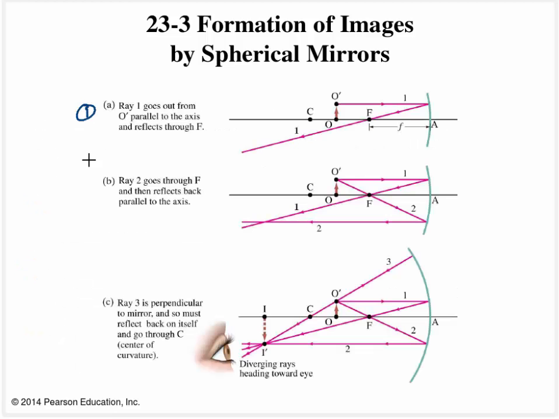So on this slide we can see we have ray 1, we have ray 2, and we have ray 3. So flip back and forth between the previous slide and this one as you need to. Here we have our object. We're going to be forming images of it. It's simply an up and down arrow.